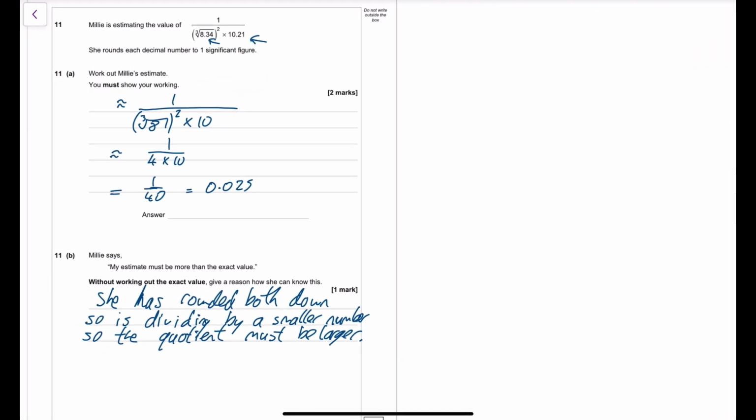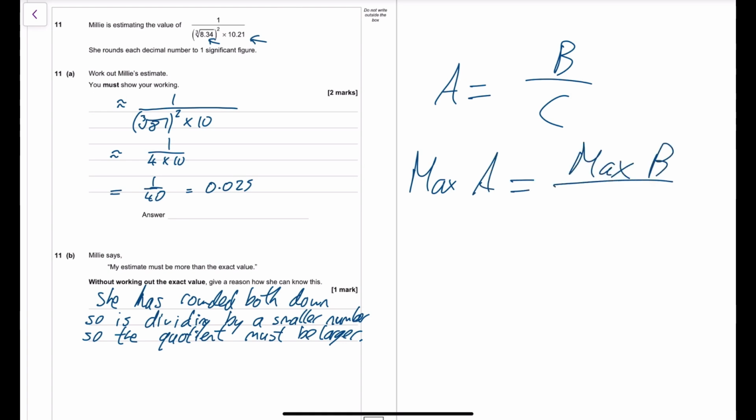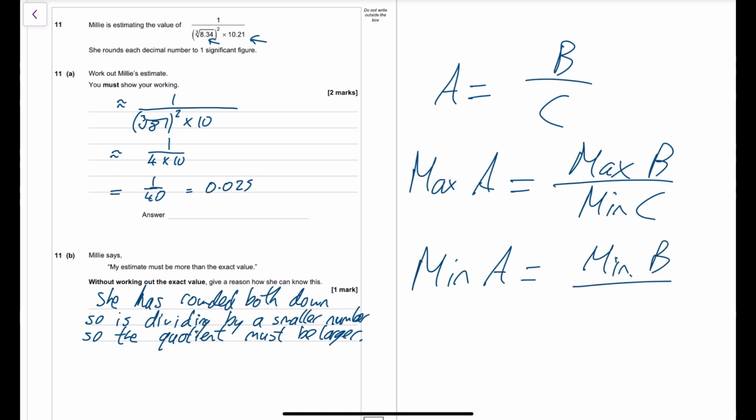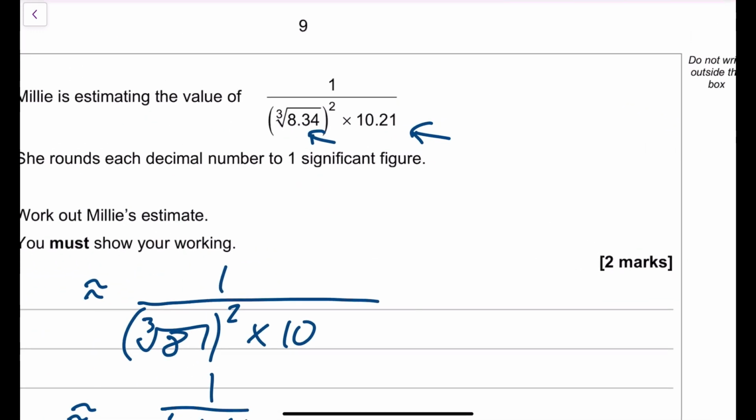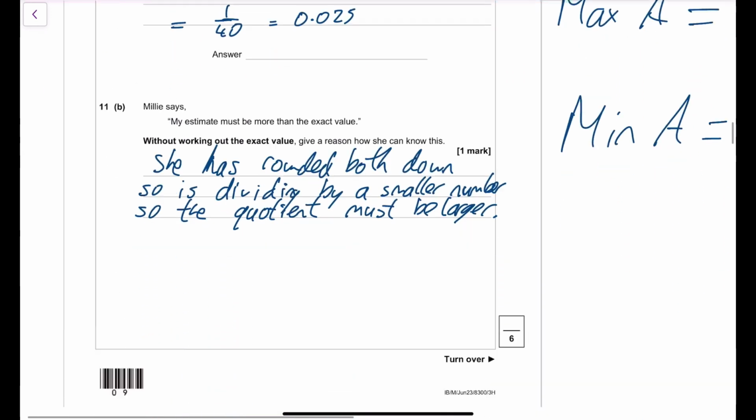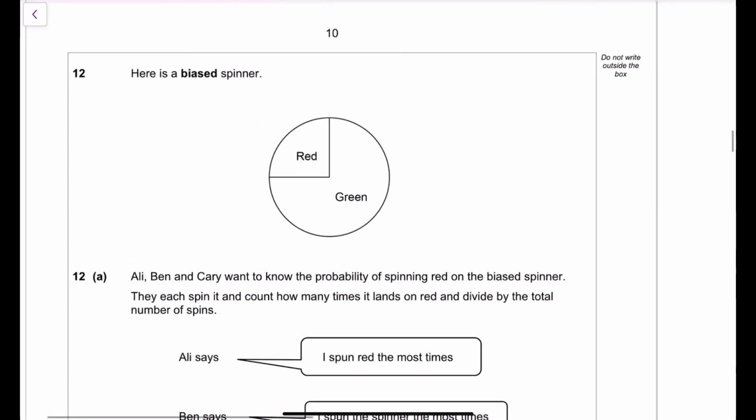If you had a fraction, say A was equal to B over C, to make A maximum, what you would do is make it maximum B on the top and minimum C on the bottom. Likewise, if you want the minimum of A, you'd make the top as small as possible and you'd make the bottom maximum. So for us, she has made both of these things as small as possible. That means the bottom line is as small as possible overall, so the overall thing is going to get bigger. Tricky enough wee question to explain.